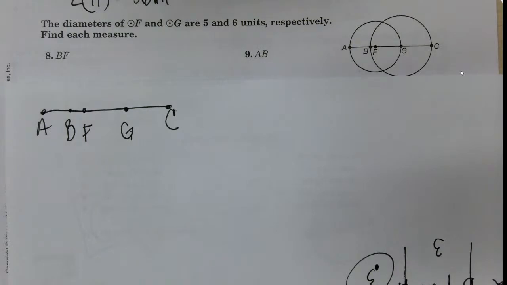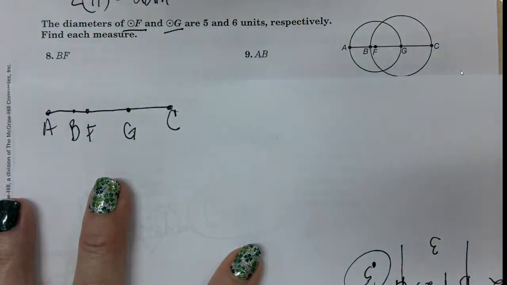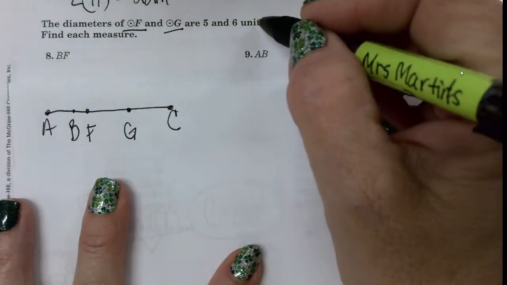So, they tell us that the diameters of circle F and circle G are 5 and 6.